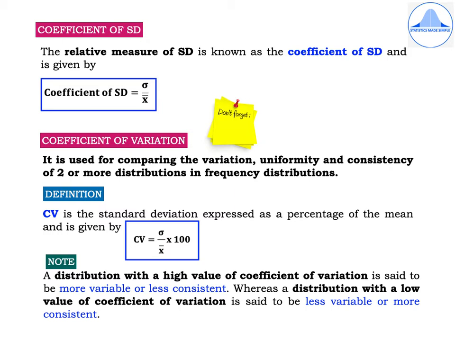Coefficient of standard deviation is only sigma by x bar, whereas coefficient of variation is sigma divided by x bar into 100. Now note that a distribution with a high value of coefficient of variation is said to be more variable or less consistent, whereas a distribution with a low value of coefficient of variation is said to be less variable or more consistent. This concept you will understand when I solve problems on coefficient of variation, but this is a very important topic to remember.